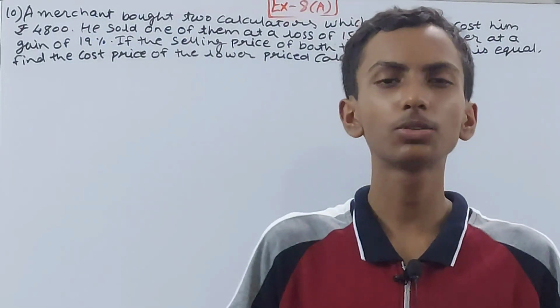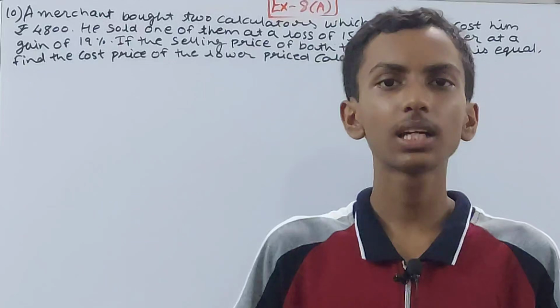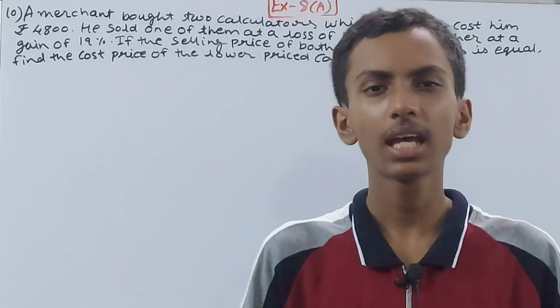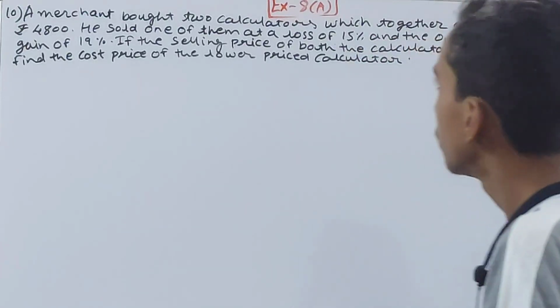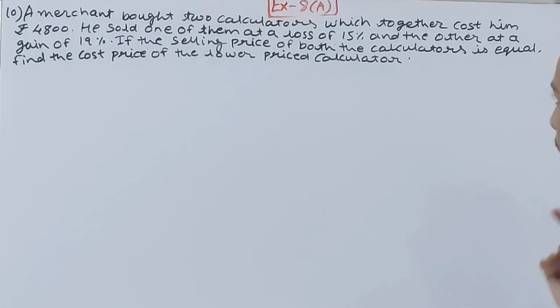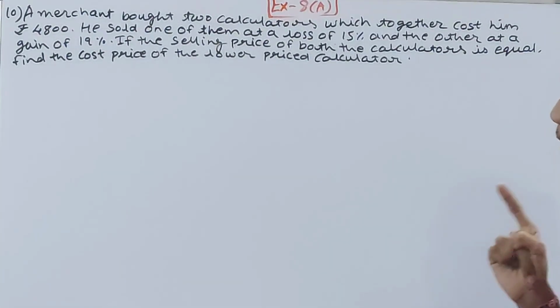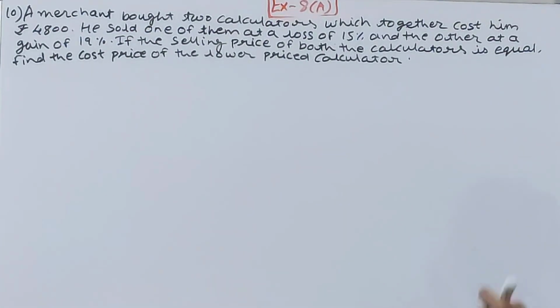In this video we are going to solve ICSE Mathematics class 8 chapter 8 profit loss and discount exercise 8A question 10. A merchant bought two calculators which together cost him ₹4,800. He sold one of them at a loss of 15% and the other at a gain of 19%. If the selling price of both the calculators is equal, find the cost price of the lower priced calculator, right?